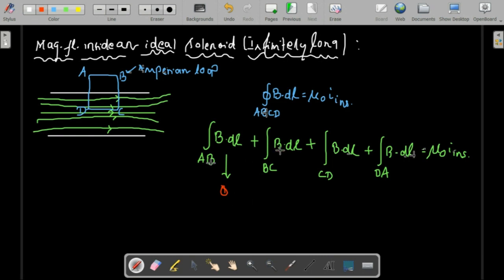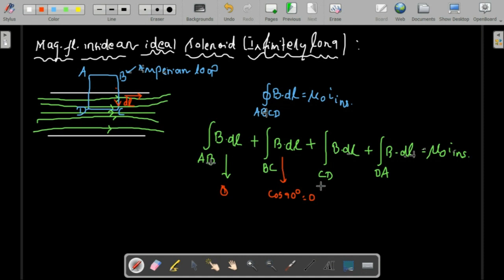Next, B dot dl for BC. If you're considering the length, this is dl in this direction, but the magnetic field is in this direction. So B dot dl, the dot product, gives cos 90, and cos 90 is equal to 0. So that means there is no contribution to the magnetic field from this side as well.